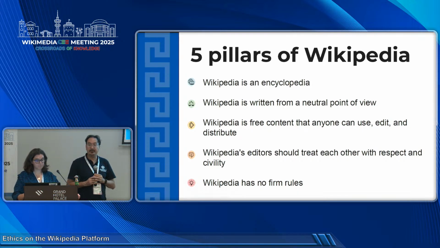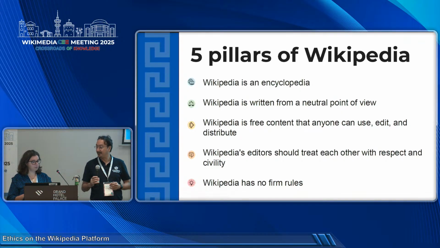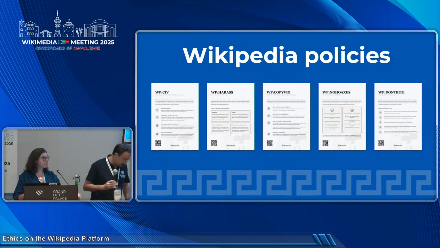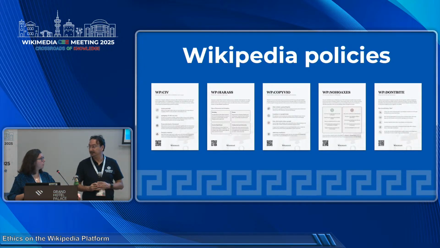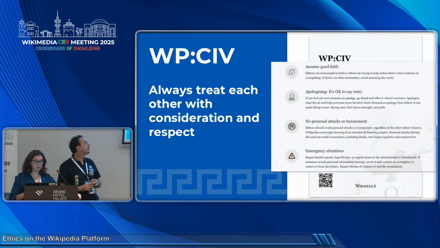And the fifth rule, which is the reason we are doing this discussion and brainstorming today, is that Wikipedia has no firm rules from its core. This means the rules are formed by the community. So all the ethical rules are going to be formed by the community. Okay, so we will just present the Wikipedia policies. We're not going to put a lot of time here because we want to have our questions, but just remind you to always treat each other with consideration and respect.